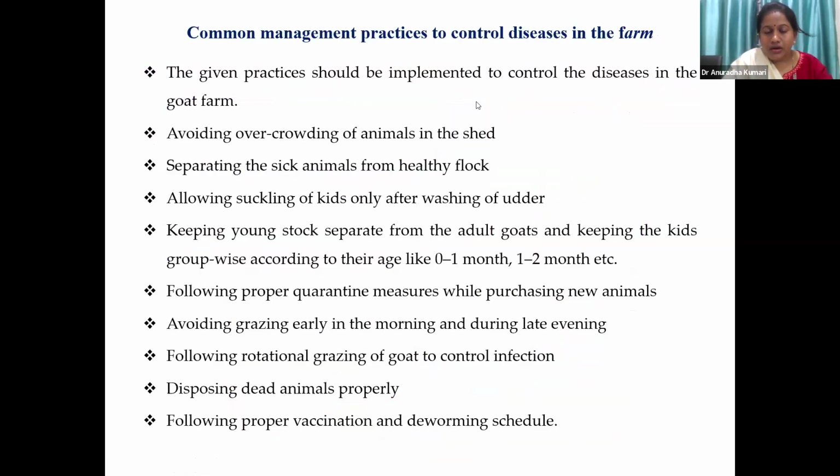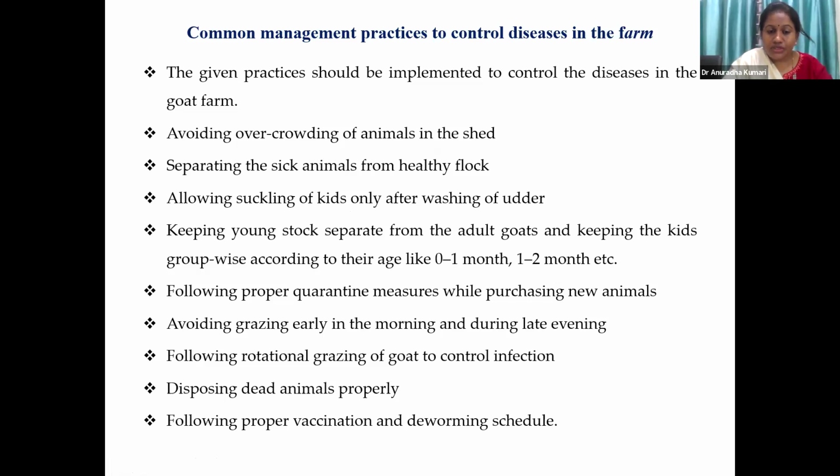Along with whatever we have discussed till now, there are other management practices we should follow in the farm in general to prevent the occurrence of disease. We should always avoid overcrowding, mainly in the kid shed, and separate the sick animals from the healthy animals. Always allow the kid to suckle the mother only after washing the udder. If space permits, we should categorize the kids depending upon age group.